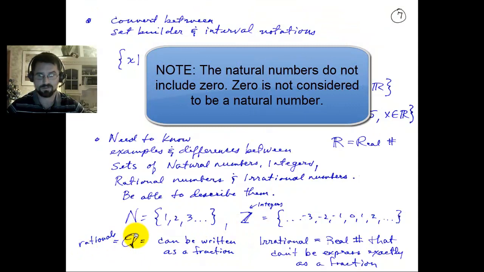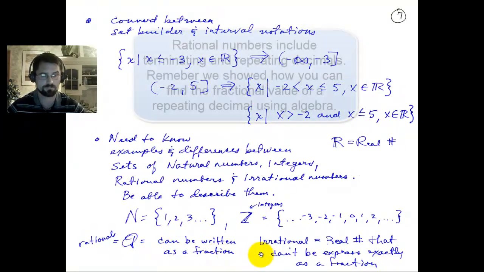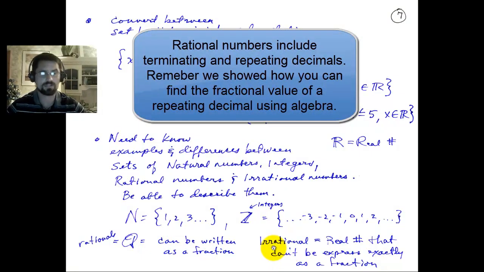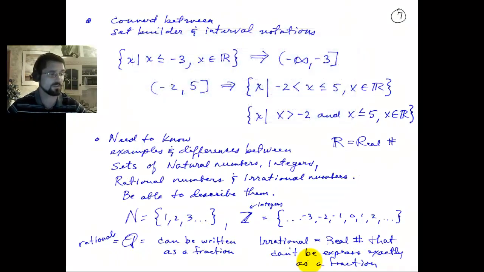The rational numbers are any real numbers that can be written as a fraction. Irrational numbers are real numbers that can't be expressed exactly as a fraction. Some examples are the square root of 2, pi, e, square root of 7. Actually, the square root of any prime number is an irrational number. So that's what you can expect in that area.